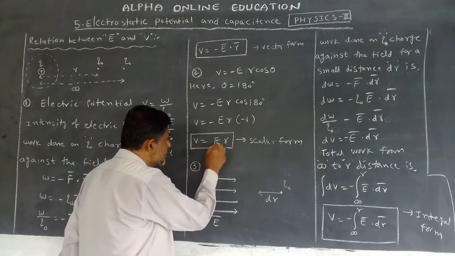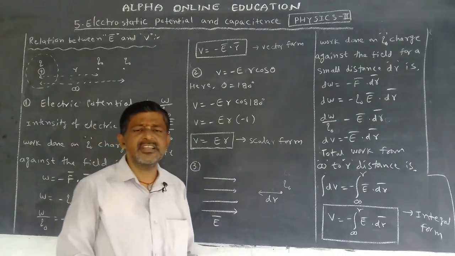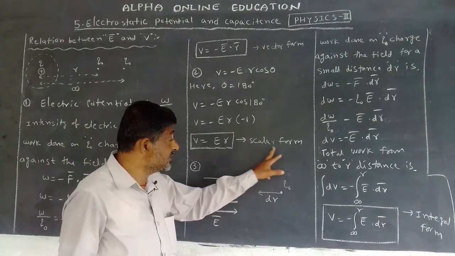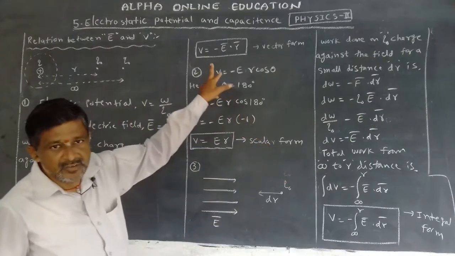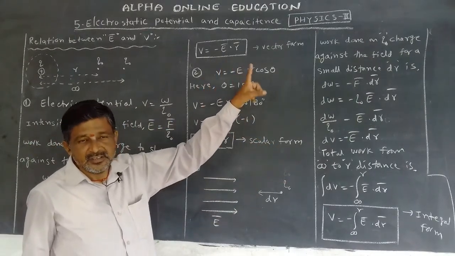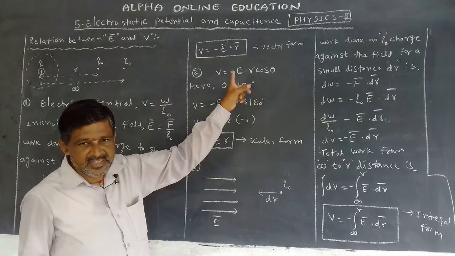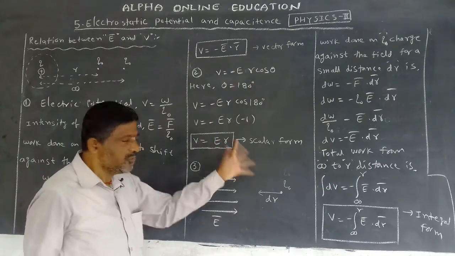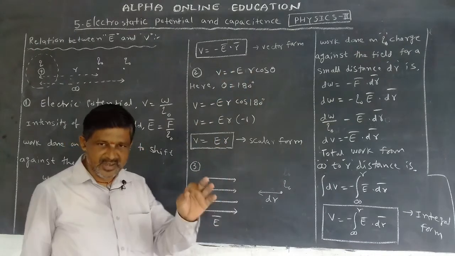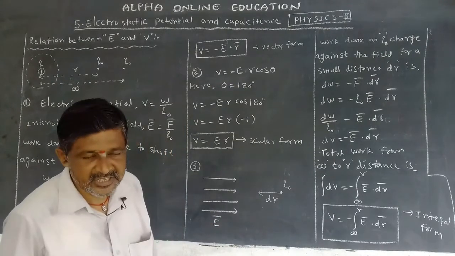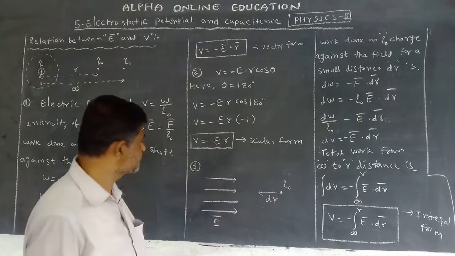V is equal to ER. This is also a relation, but in the form of which one? Scalar. But in the vector form, a dot product is compulsory between E comma R. Here there is no dot product, just V is equal to ER. This is the relation between E comma V in the scalar form.